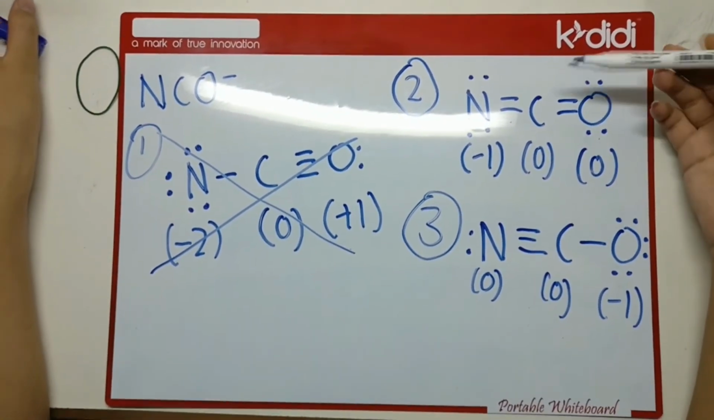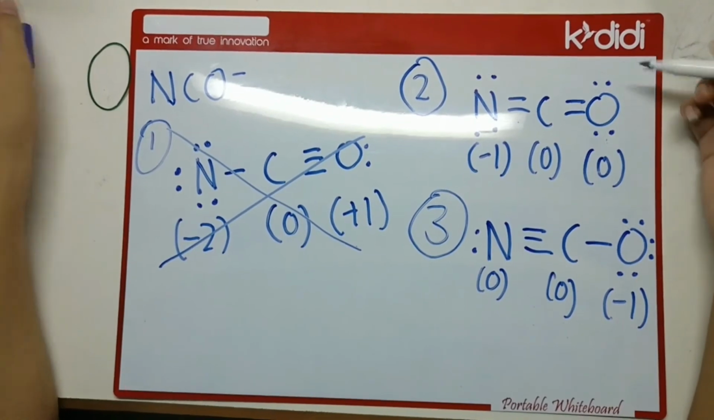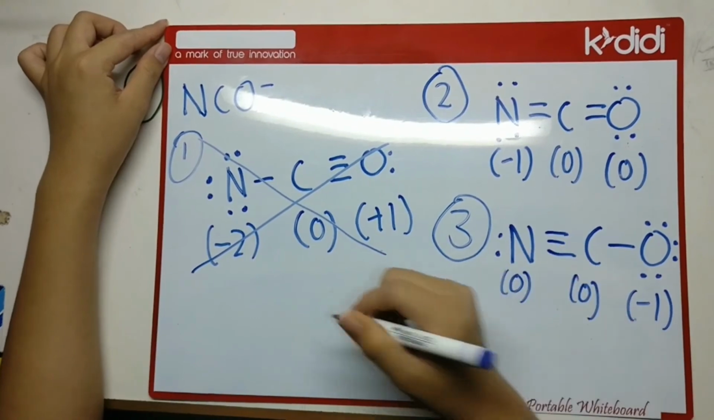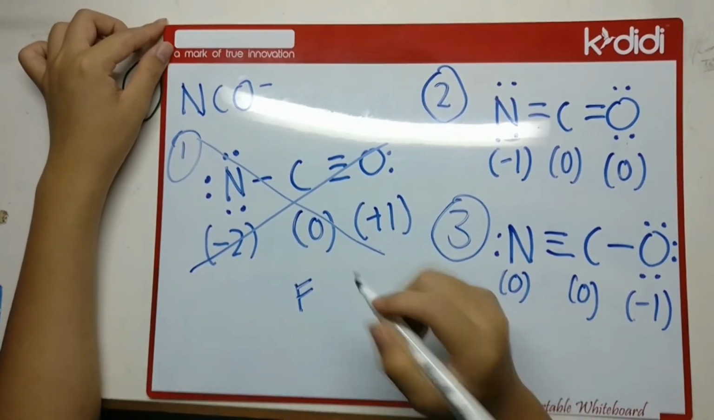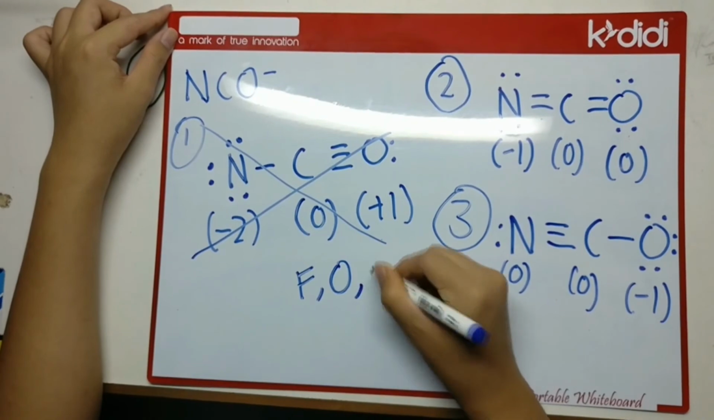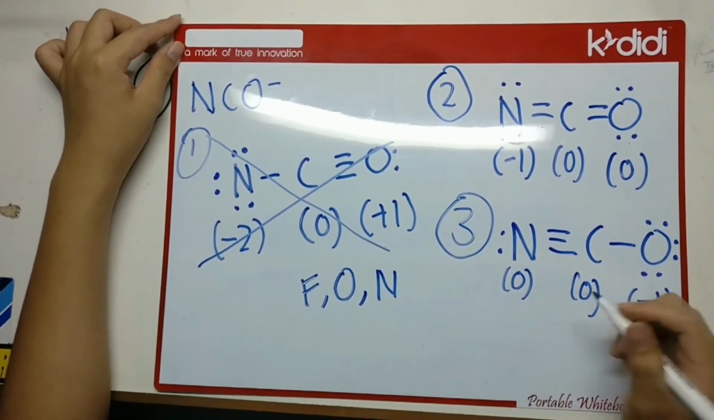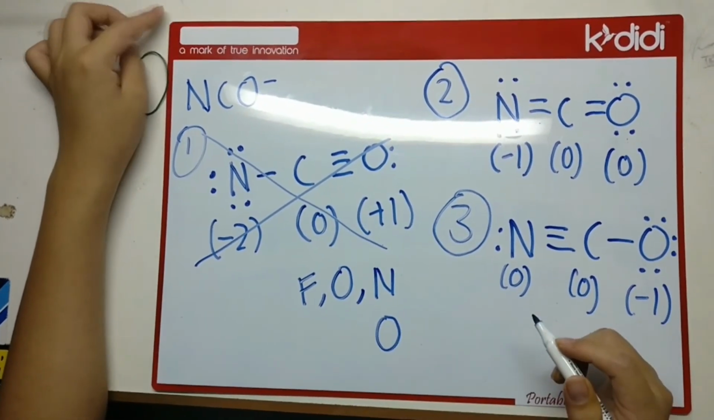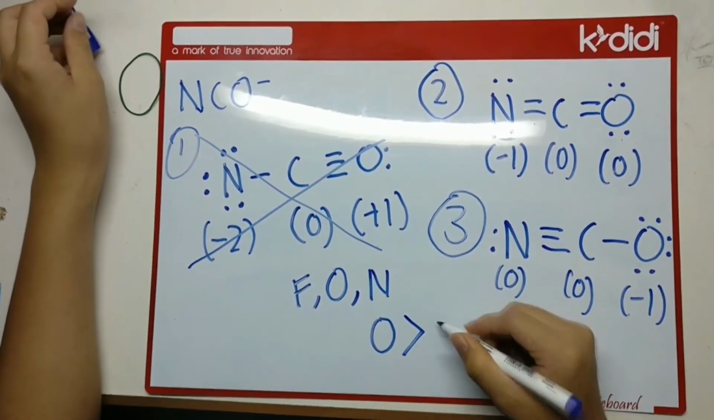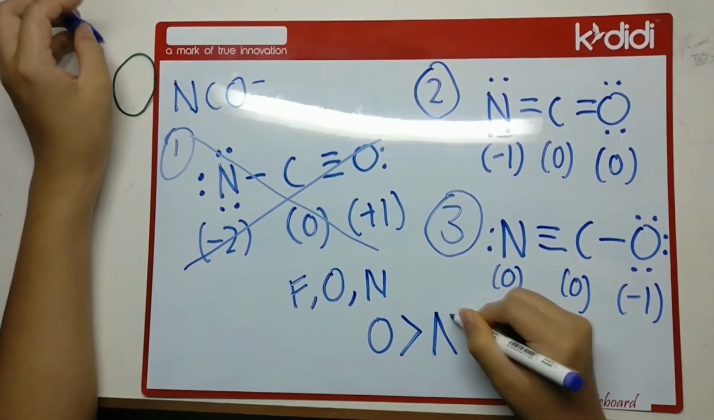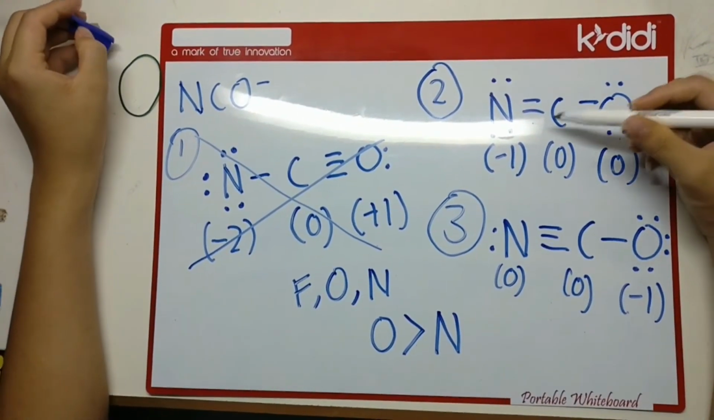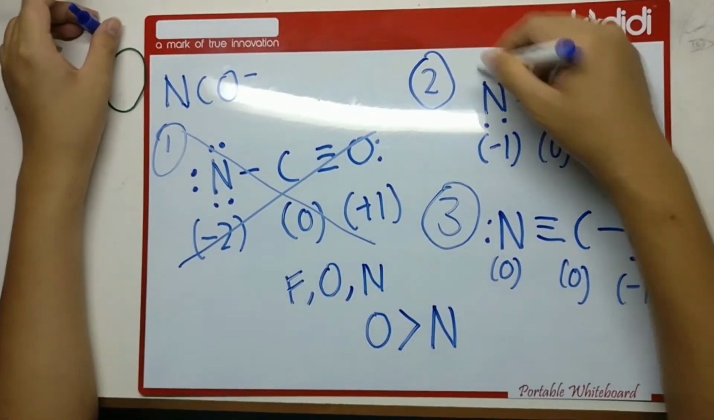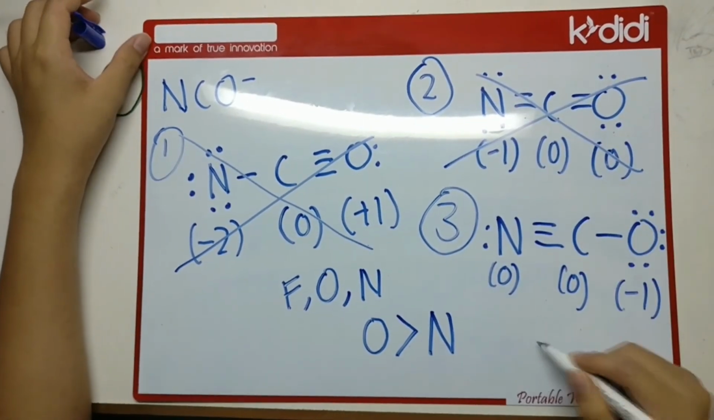Is the negative formal charge on the most electronegative atom? Well, the most electronegative atom would be fluorine. Then it will be oxygen, followed by nitrogen. So in terms of electronegativity, oxygen is more electronegative compared to nitrogen. Hence, in this molecule, nitrogen wouldn't be the most electronegative atom. It will be oxygen, so this one is out, and we are left with this.